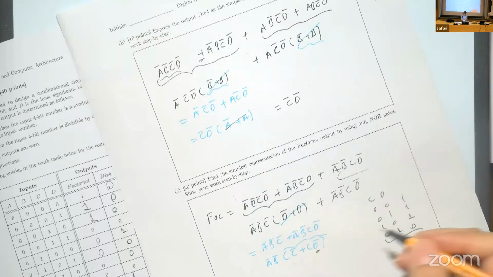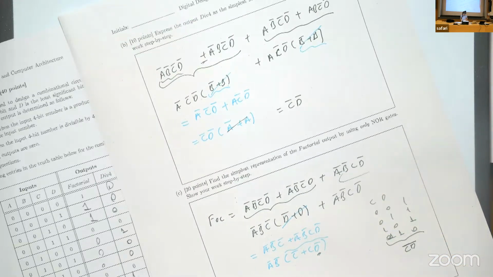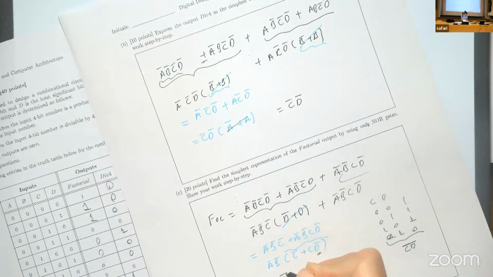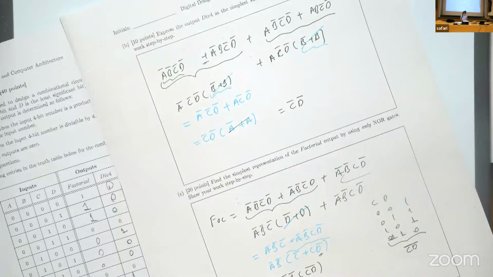This part is equal to C, D, and not. So it's a NAND gate. Then we can represent this equation like this. So factorial is equal to A naught B naught and C D naught. And now we have a very simple equation, but the thing is, this cannot be represented using only NOR gates as is.